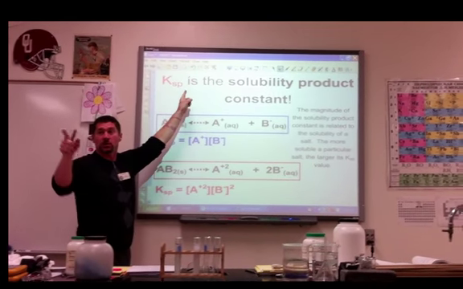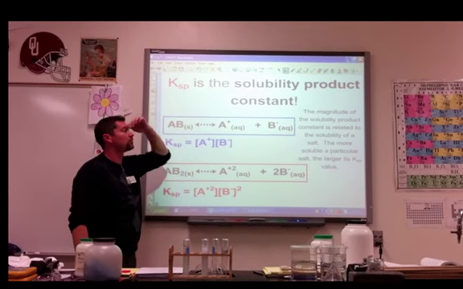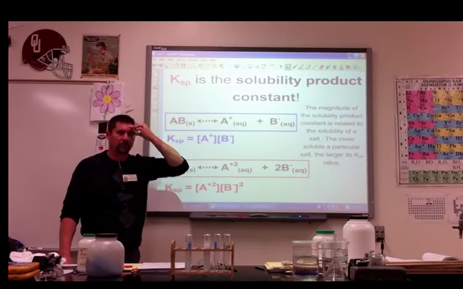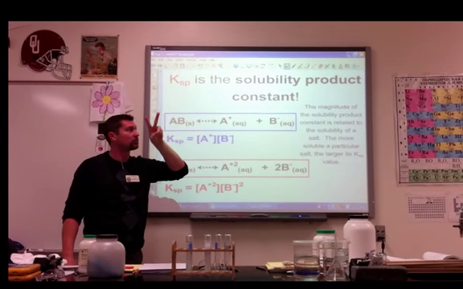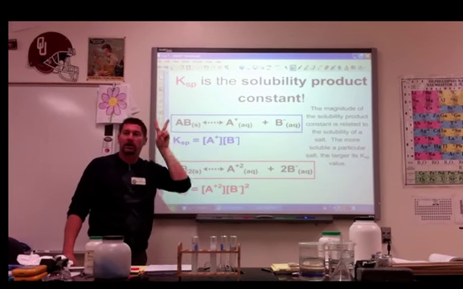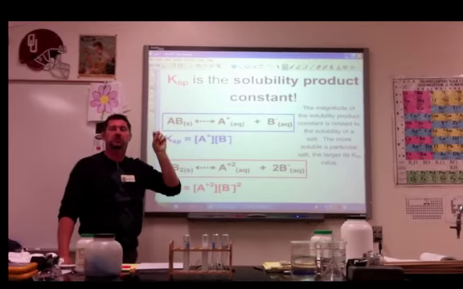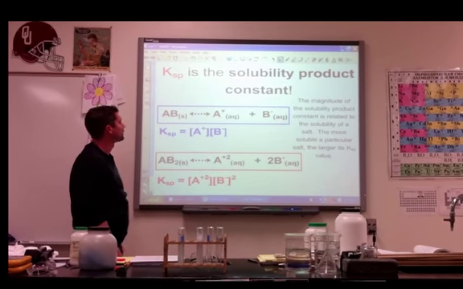So KSP, you asked, stands for what? The solubility product constant. Okay, vocabulary, there's going to be only two major vocabulary words that you need to memorize for this. KSP is the solubility product constant.